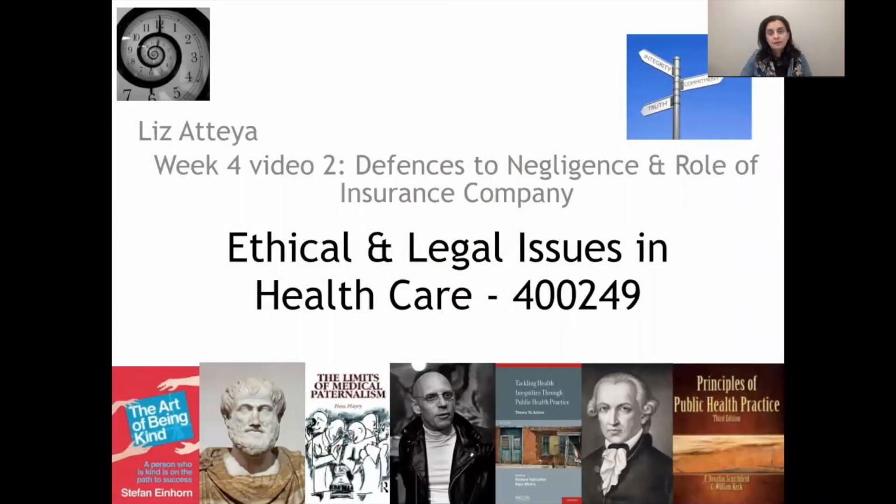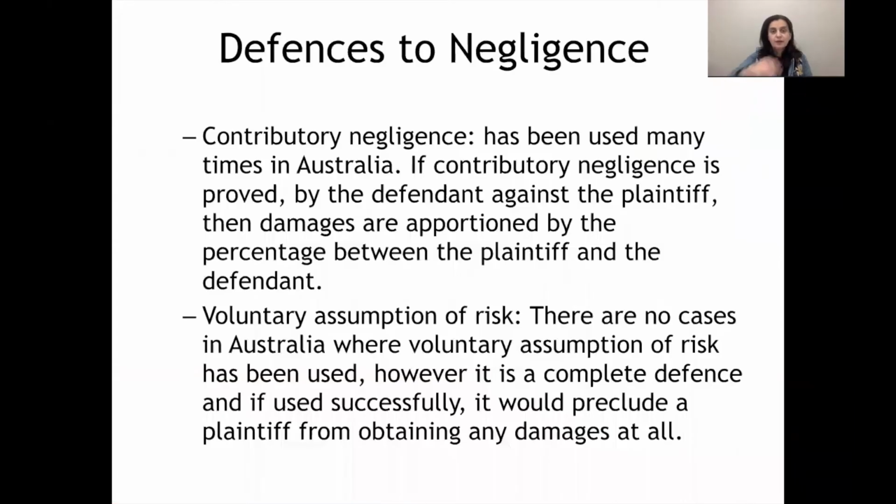So, defences to negligence and the role of the insurance company. You'll remember we said that the elements of negligence are a duty of care, a breach of that duty, that the breach of the duty resulted in the damage, and that there in fact is damage.